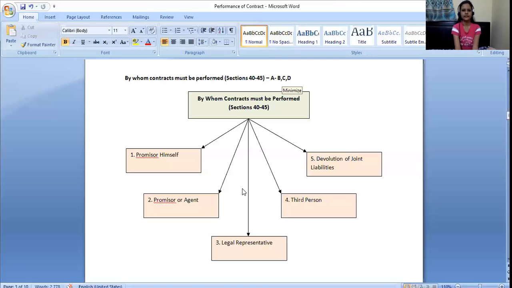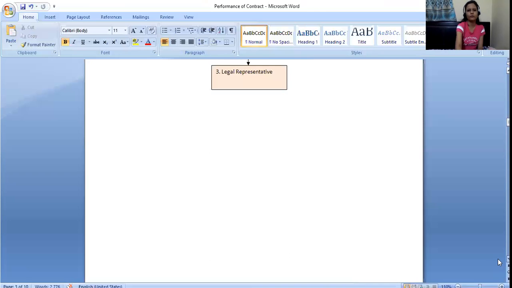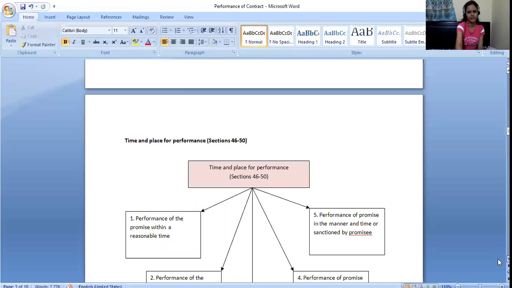So is this part clear, who should perform it? Any doubts on this part, second portion? So this is regarding sections 40 to 45 that says who should perform it. Once we make a promise, who can perform or complete or fulfill those obligations.